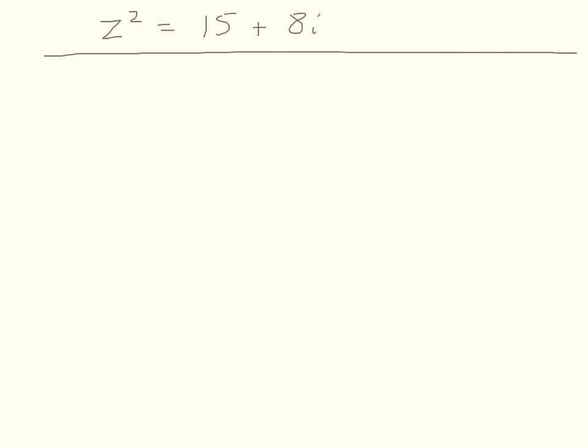Solving this equation for z is the same as finding the square roots of 15 plus 8i. For any number apart from 0, there will be 2 square roots, so we're expecting 2 solutions here. The key is to let z be equal to a plus ib, and then form 2 simultaneous equations in a and b by equating real and imaginary parts. Solving those for a and b will mean that we've found z.